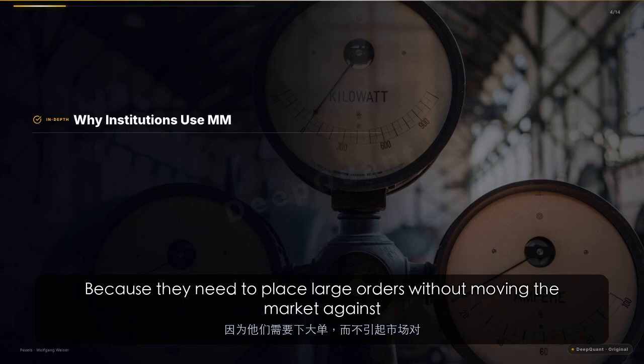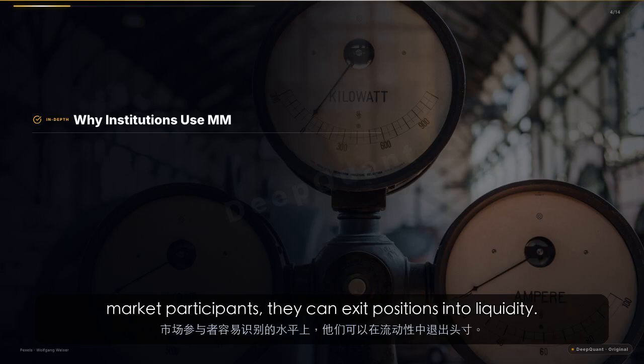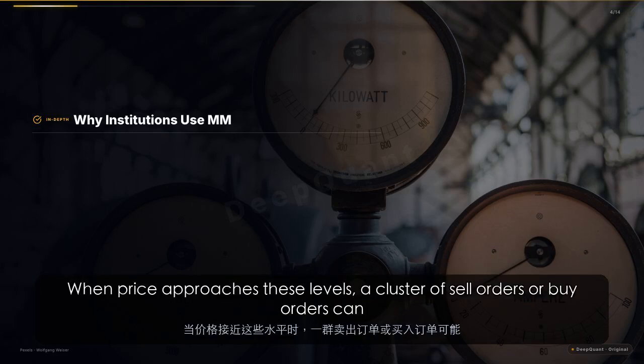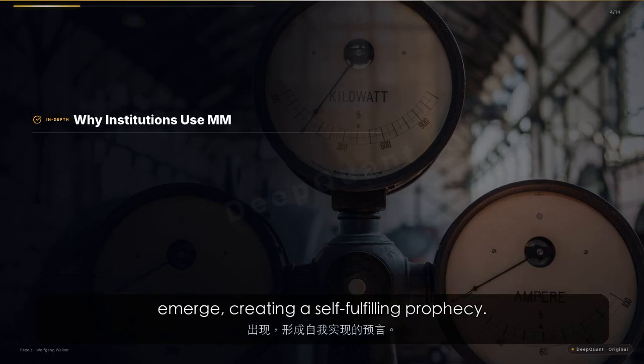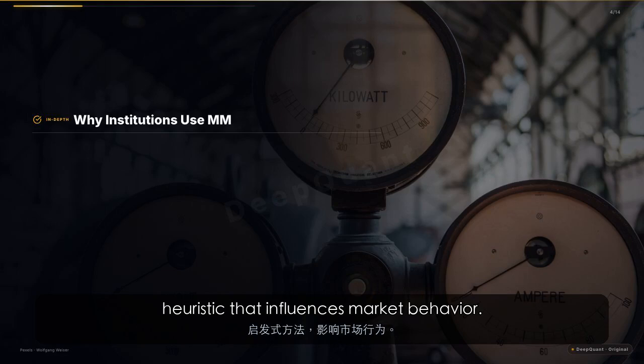Because they need to place large orders without moving the market against themselves. By setting profit targets at levels that are easily identifiable to other market participants, they can exit positions into liquidity. The measured move provides a common reference point that many traders and algorithms watch. When price approaches these levels, a cluster of sell orders or buy orders can emerge, creating a self-fulfilling prophecy. This is not to say the measured move is a secret institutional code, but rather a widely used heuristic that influences market behavior.